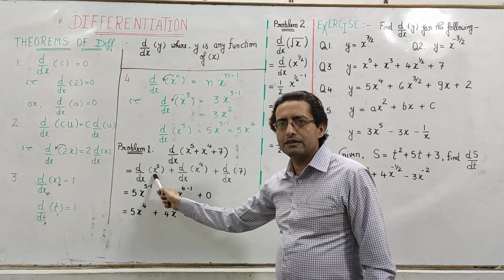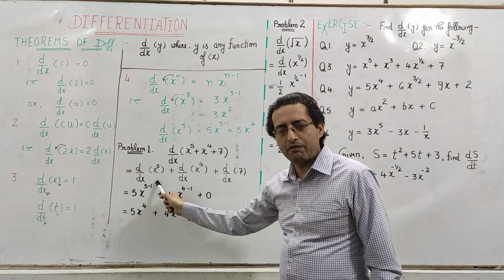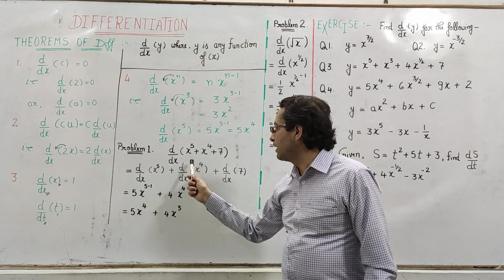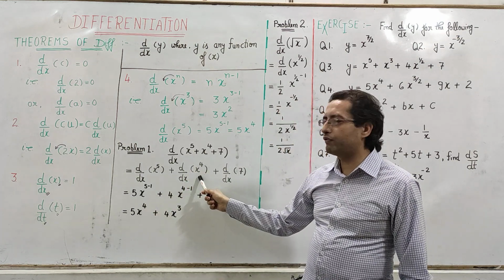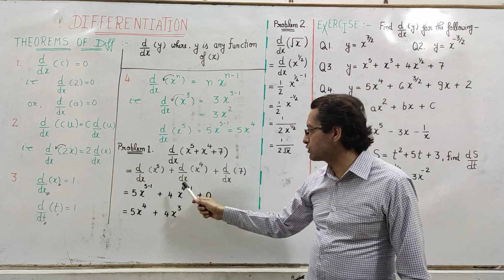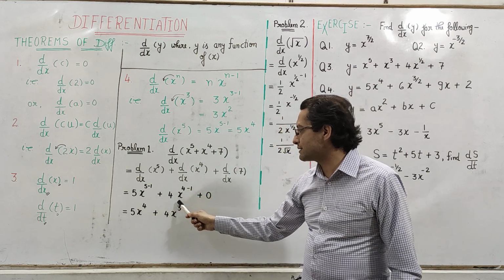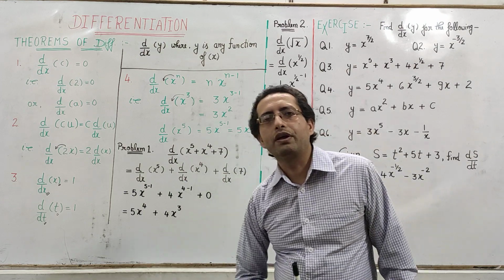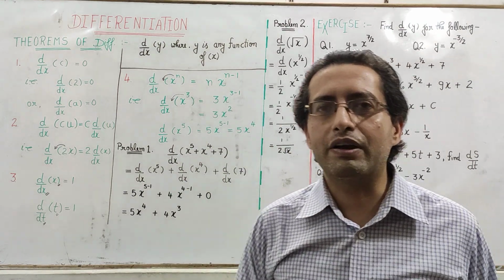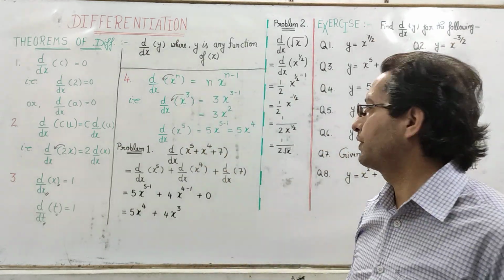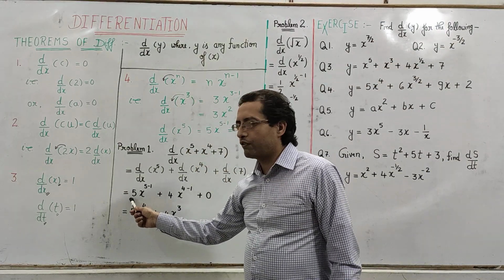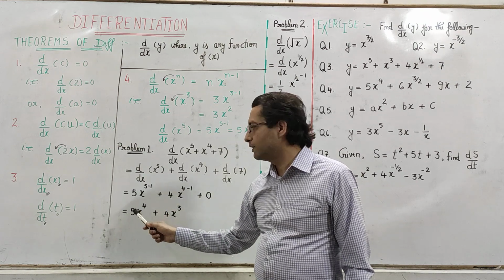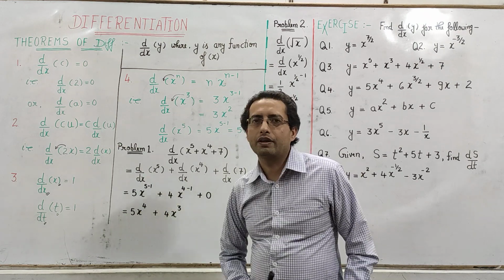Here you can see it is in the form of x power n, so we can use nx^(n-1). Again, it is in the form of x power n, so it also becomes nx^(n-1). And 7 is a constant value here, so the constant value will become 0. So using the formula nx^(n-1), it becomes 5x power 4 plus 4x cube.